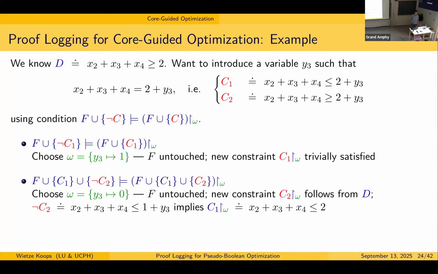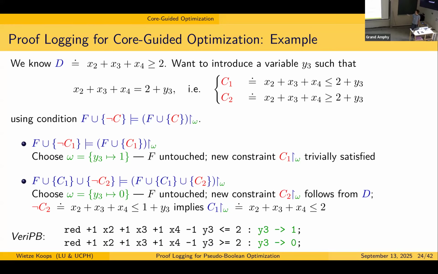And the negation of my C2 says that the sum of the 3 literals is at most 1 plus y3. Because y3 is at most 1, this implies that the sum of the literals is at most 2, which is exactly C1 under the witness. And in VeriPB, I take these constraints and write them in ASCII format, I write down the witnesses, and the proof logger will actually figure out what I just explained to you. The proof checker, sorry. So VeriPB and also the formally verified checker, CAKEPB.